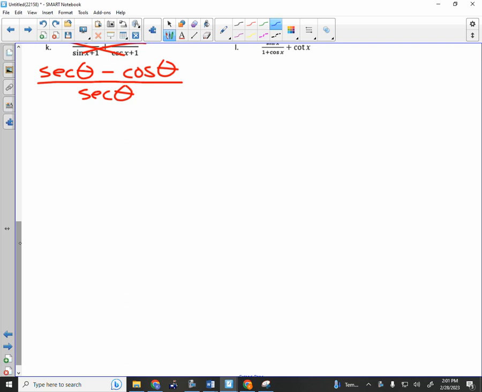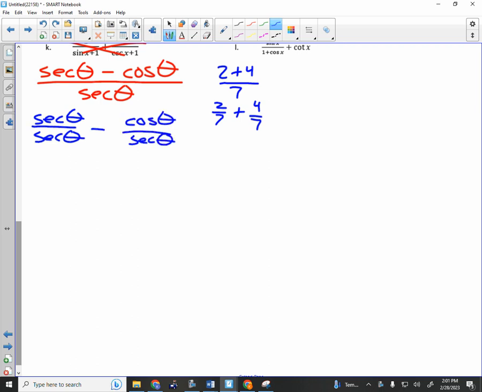Do you guys agree that if I have 2 plus 4 over 7, that's the same as 2 sevenths plus 4 sevenths? So you can take a fraction like that and pull it into 2 fractions, can't you? So I'm going to pull this into 2 fractions. Secant of theta over secant of theta minus cosine of theta over secant of theta.